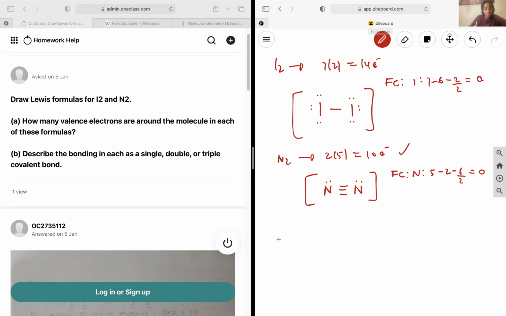Then I want to describe the bonding as single, double, or triple covalent bond. This one has a single bond between it, so the answer is single on this one. And this one has 3 bonds between it, so the answer is going to be triple. So it's a triple covalent bond and a single covalent bond for the first one, and triple for the second one.